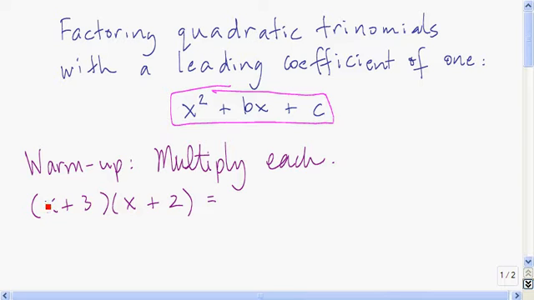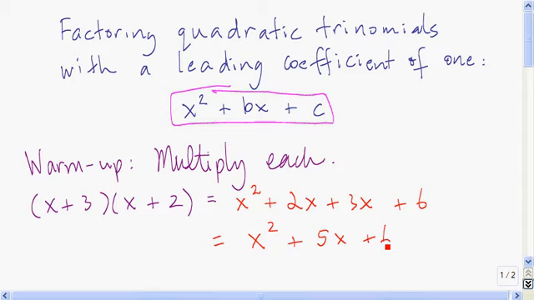Okay, here we're going to multiply the binomial x plus 3 by the binomial x plus 2. So we do the first terms first, so we get x squared. Then we multiply the outside terms, so plus 2 times x. Then we do the inside terms, so plus 3x. And then the last terms, so plus 3 times 2, or plus 6. So this ends up being x squared plus 5x plus 6. Okay, let's do one more warm-up and we'll look for a pattern.